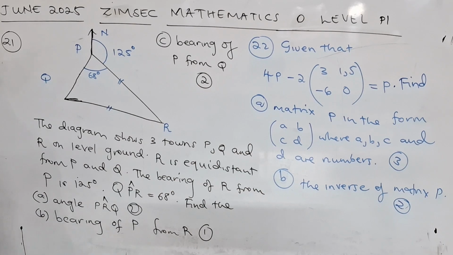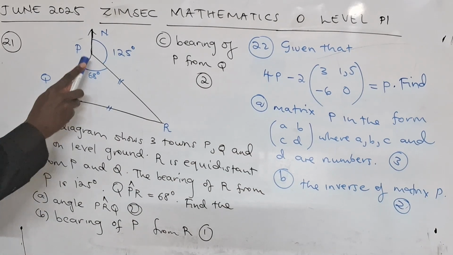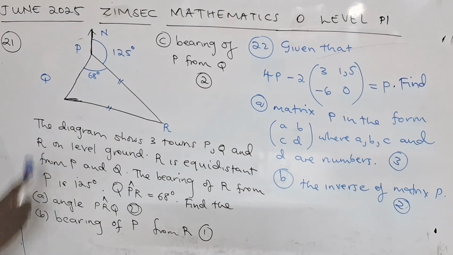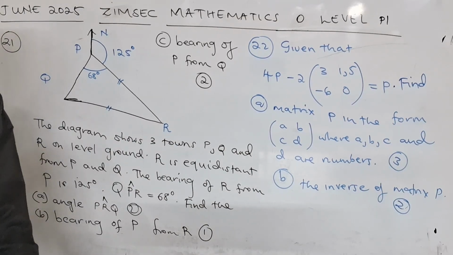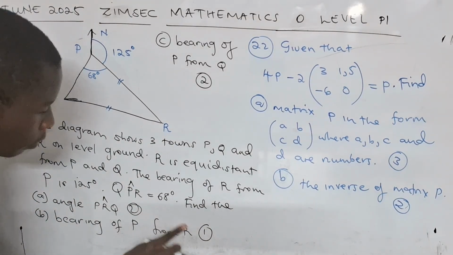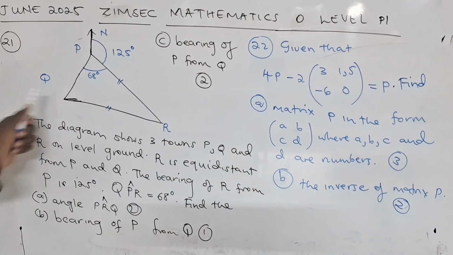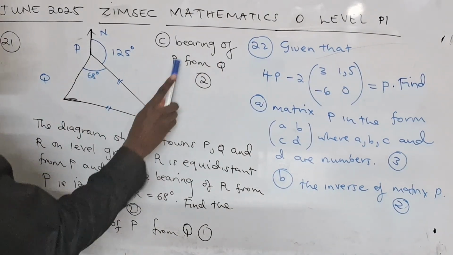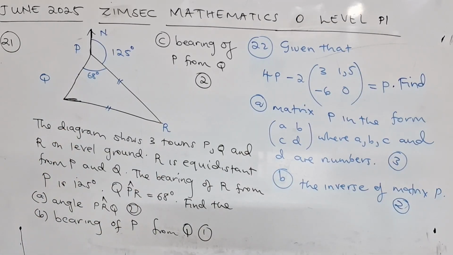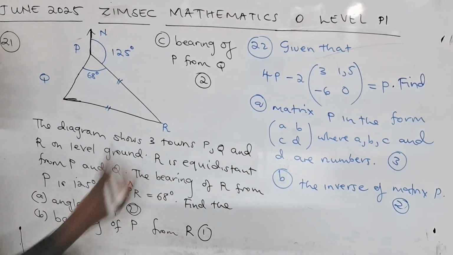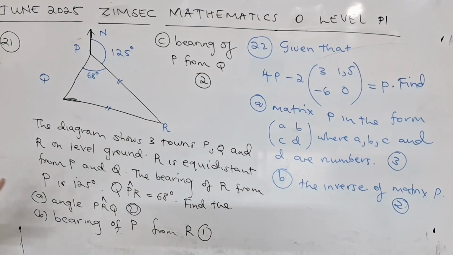Find the bearing of P from R. Is this from R or from Q? It's from Q. Find the bearing of P from Q. Option B is R, then option C is Q. This is correct. From R, then from Q.